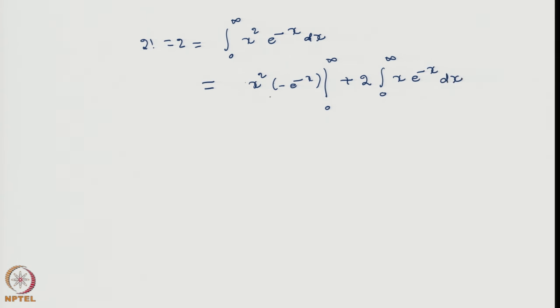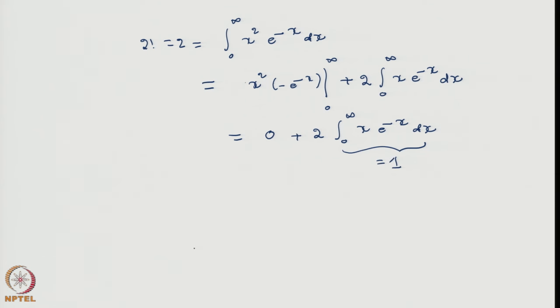Here this term at x equal to 0, it is 0, and x equal to infinity, it is 0 by virtue of the fact that e to the power minus infinity is 0. So, this will then be 0 plus twice 0 to infinity x e to the power minus x dx. You can actually further do the integration by parts and note that this integral is actually equal to 1.